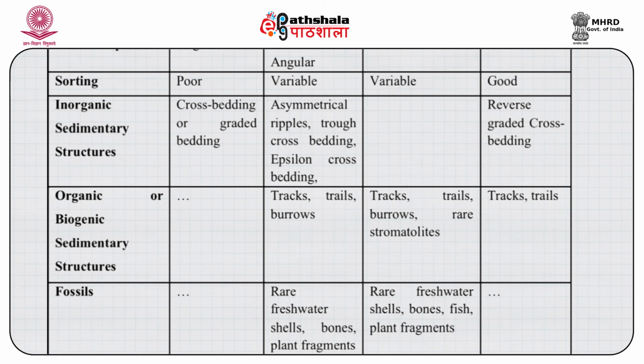Different varieties of cross bedding, perhaps you have already read in your primary structures, are expected to be present within the fluvial deposit. Some biogenic structures you can expect. Fossils, if present, should be freshwater shells, bones and plant fragments, of course readily available in a fluvial deposit.